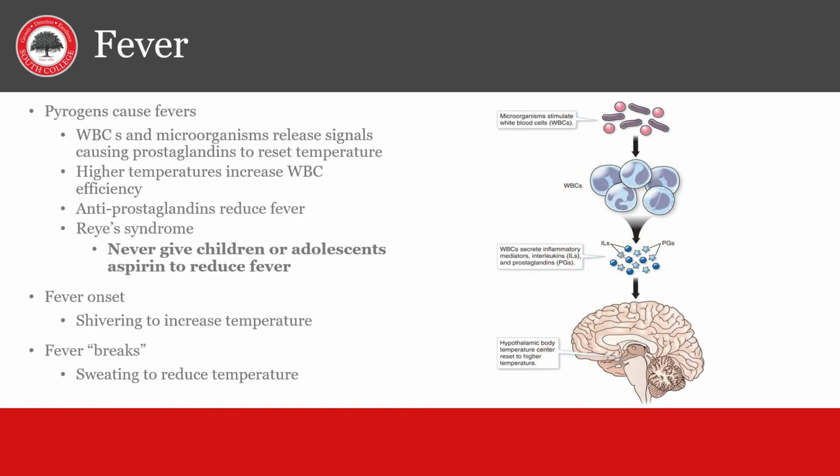Fever can be good or bad, depending on the cause. The usual cause is due to infection from microorganisms like viruses or bacteria that stimulate white blood cells, which release interleukins and prostaglandins, which stimulate the hypothalamic body temperature center. The fastest way to break a fever is to reduce prostaglandins, and this is done with NSAIDs, or nonsteroidal anti-inflammatory drugs, like aspirin or ibuprofen.